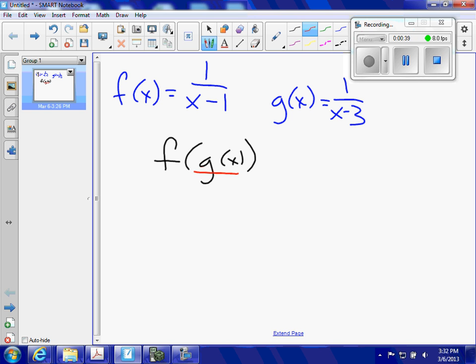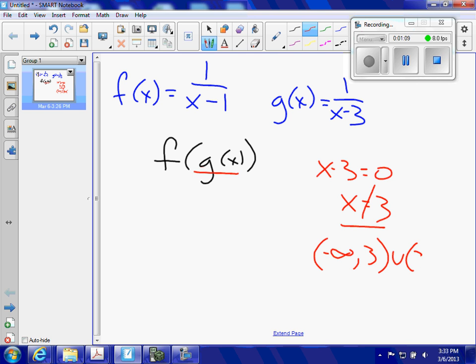So I'm going to start with g of x here, and I know that one of my domain restrictions is that I cannot have a 0 in a denominator. So I set x minus 3 equal to 0, and I find x equals 3, so I know that x cannot be equal to 3. So my domain restriction is x cannot be equal to 3, or if I wanted to write my domain in interval notation, I would go negative infinity, comma 3, parentheses, union, 3, comma, infinity. So that is the domain of g of x.